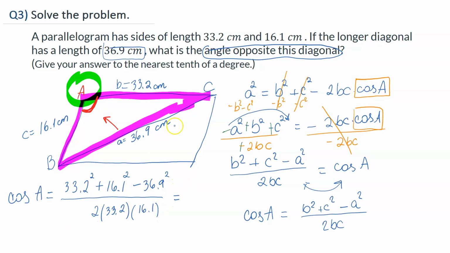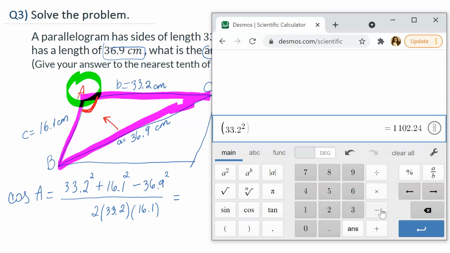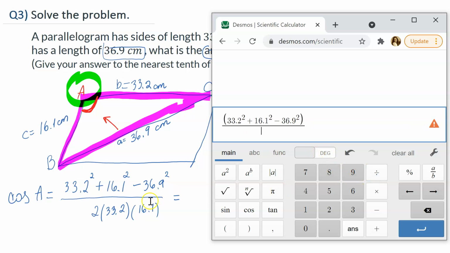Let's do the calculations on Desmos. First, if you want to put the whole expression in Desmos calculator, we need to put the numerator in parentheses because we have plus and minus, and the calculator will follow the order of operations. So we need to make sure that we calculate the numerator first and then divide by the denominator. Open parentheses, 33.2 squared plus 16.1 squared minus 36.9 squared, close parentheses. That's the end of the numerator, divided by the denominator, which has all multiplication, so we're good to go.